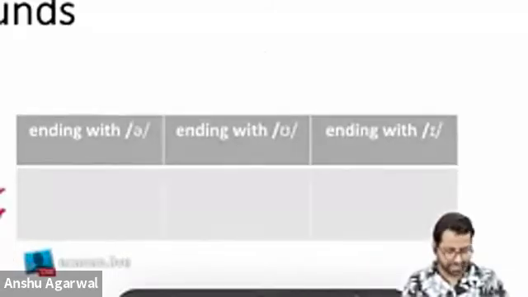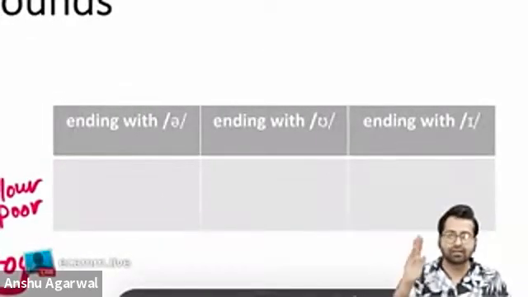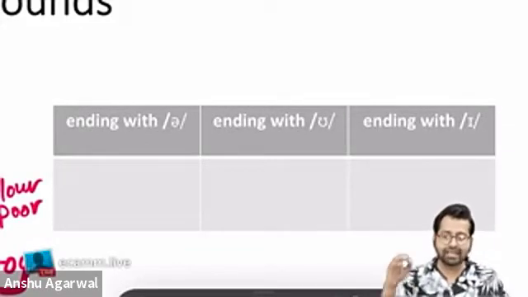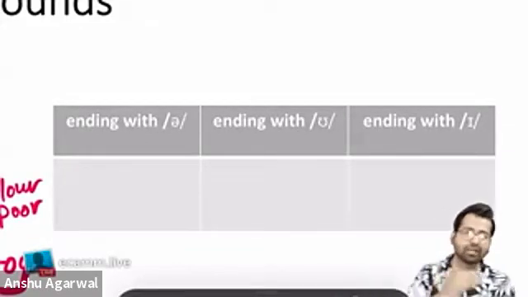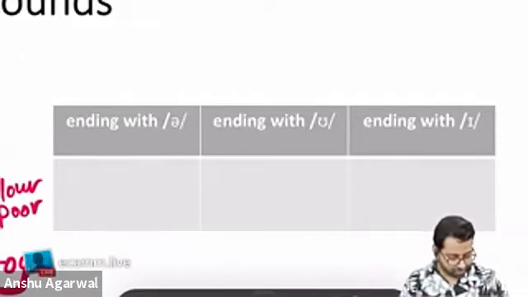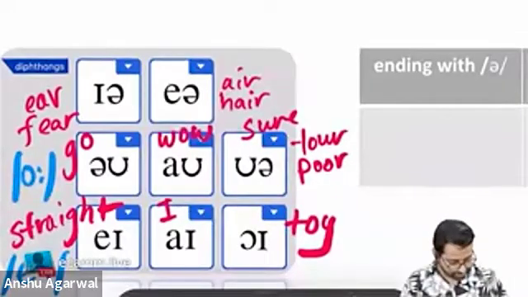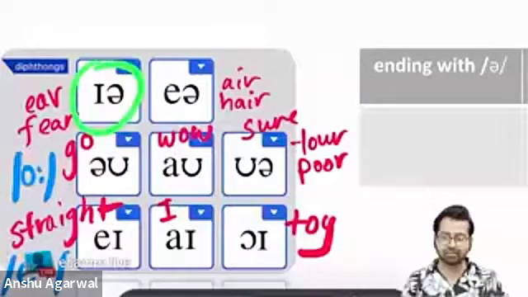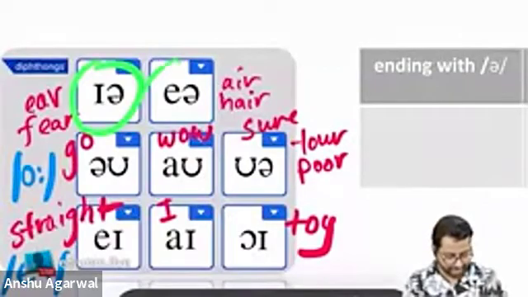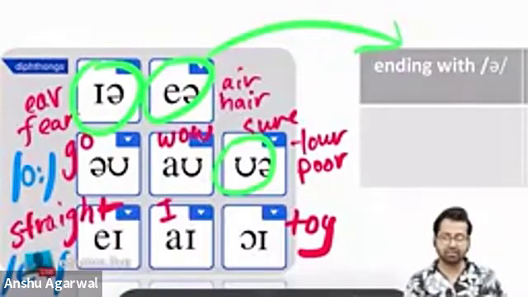Now see, there are 3 categories that we can divide them in order to remember that all the glides end either with a, u, or e. There is no other glide that ends with any other sound, right? So what are the ones that end with a? See, there's ear that ends with a, the sound. Then there is air. Then the third one is ua. All of them end with the sound.